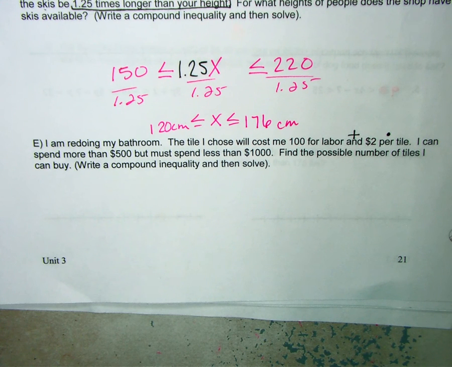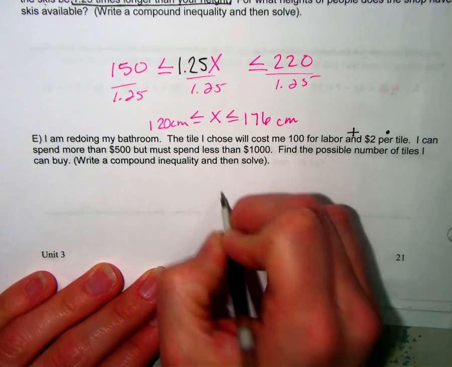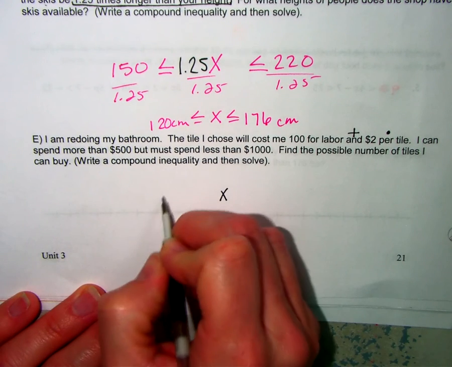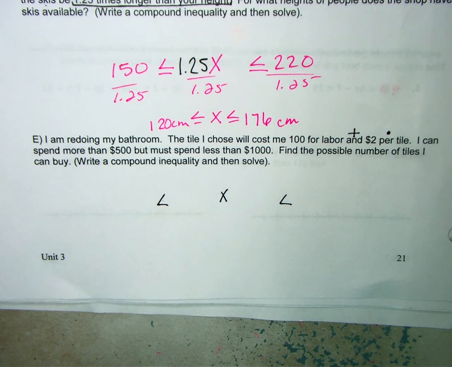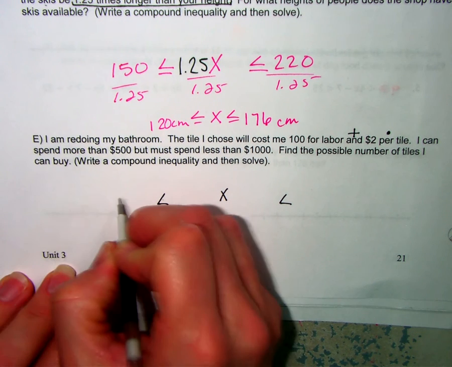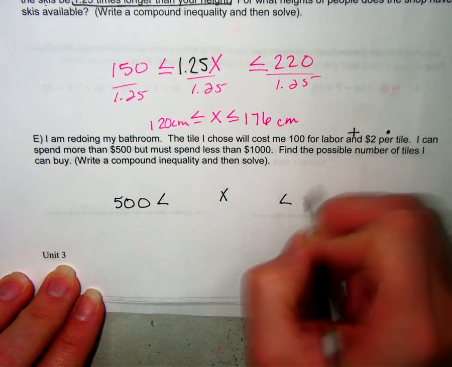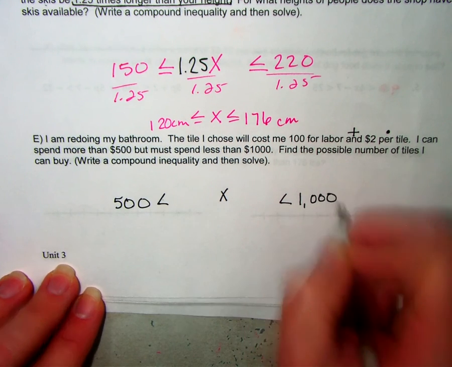Okay, I can spend more than $500, but less than $1,000. That is still between. So I can spend between $500 and $1,000. So I've got X in the middle here. This is a situation where it is specifically telling us that I do not want to spend equal to. It says more than, it says less than. So I'm not going to put the line underneath on this situation because it's specifically telling us not to. $500 here, $1,000 here.